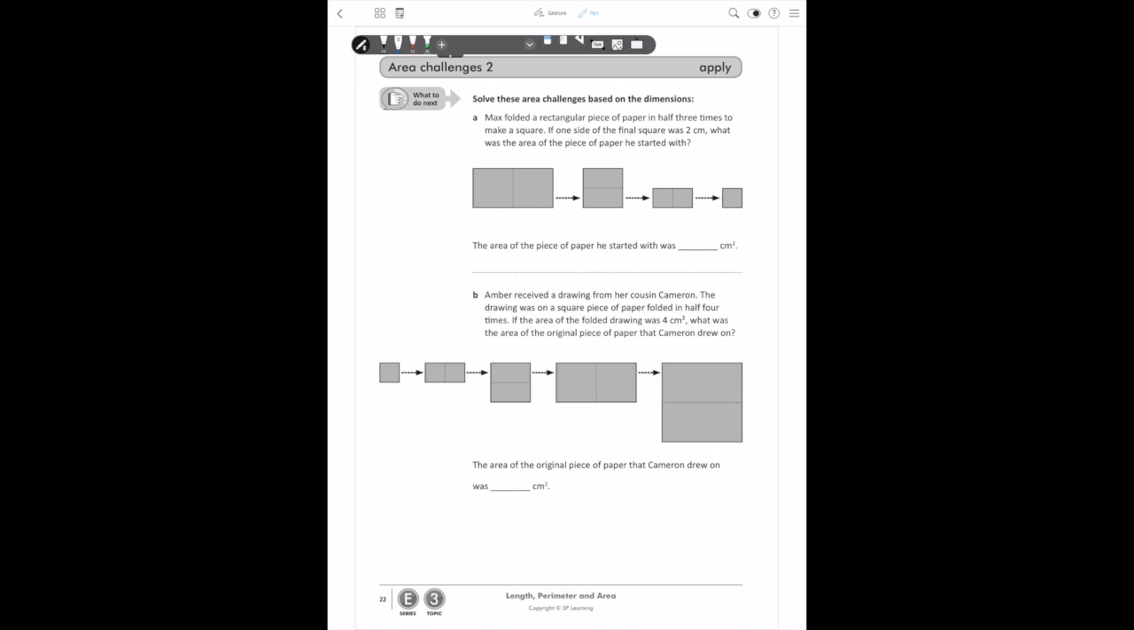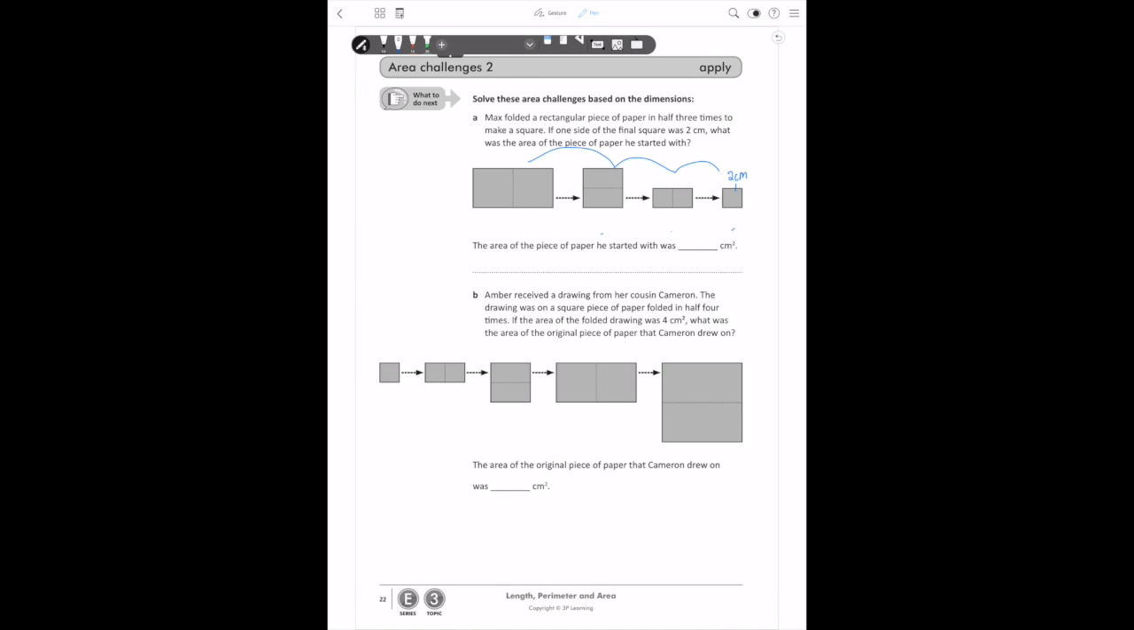Max folded a rectangular piece of paper in half 3 times to make a square. If one side of the final square was 2 centimeters, what was the area of the piece of paper he started with? So you kind of have to work backwards for this one, okay? So the end, one side of the final square was 2 centimeters right here, okay? So work backwards and figure out what was the size of the paper that he first started with, okay?